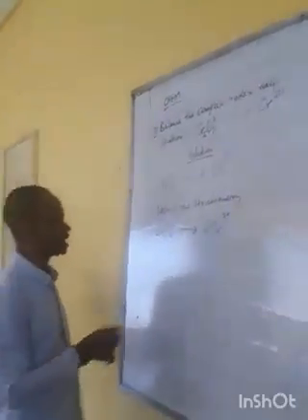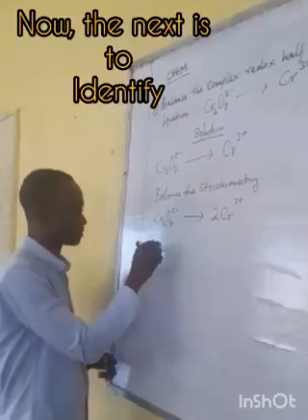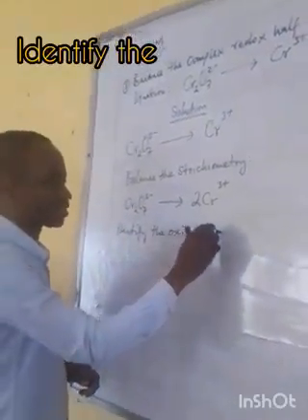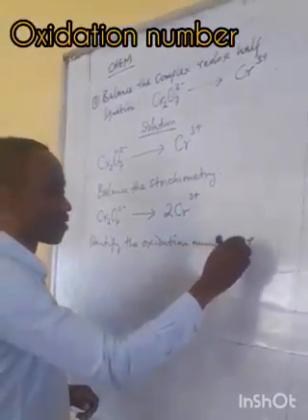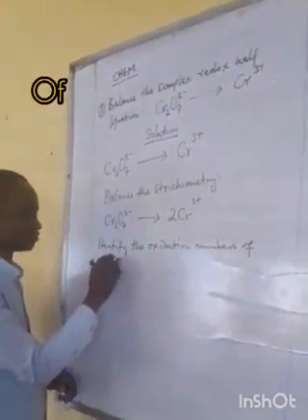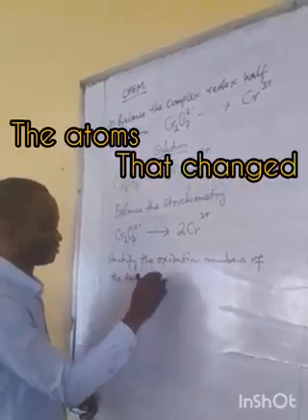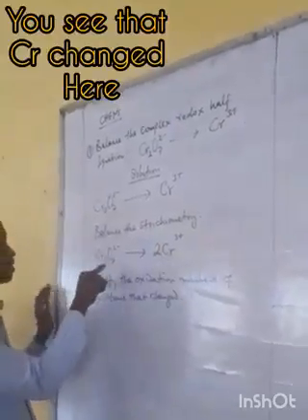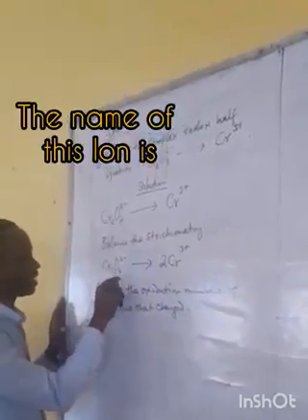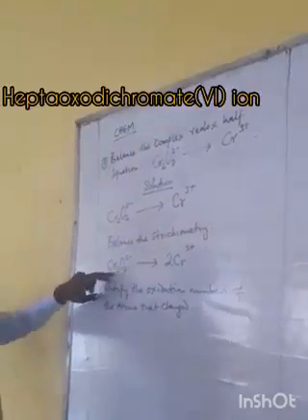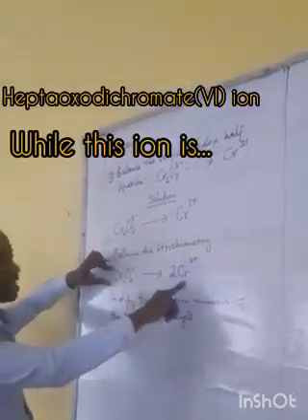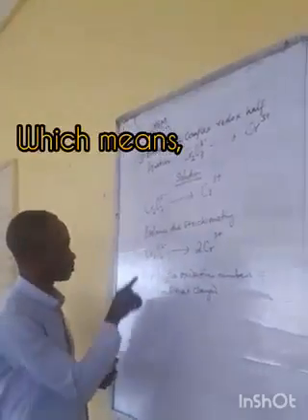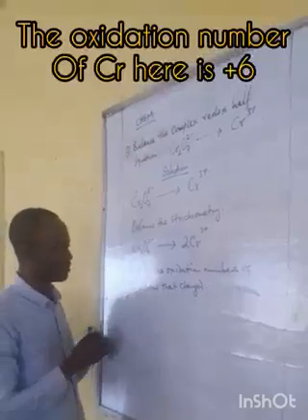Now the next step is to identify the oxidation number of the atoms that changed. You see that chromium changed here. The name of this ion is heptaoxodichromate(VI) ion. Why this ion is a chromium 3 ion, which means the oxidation number of chromium here is +6.